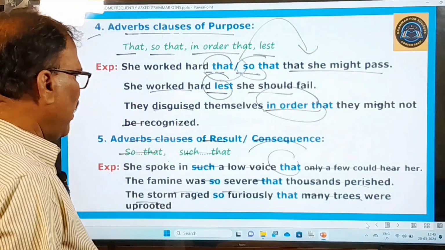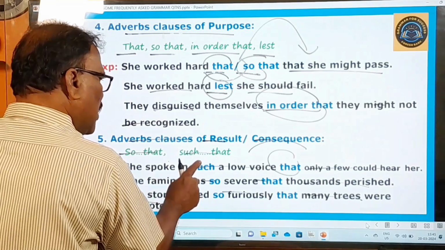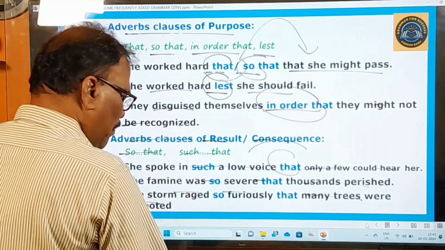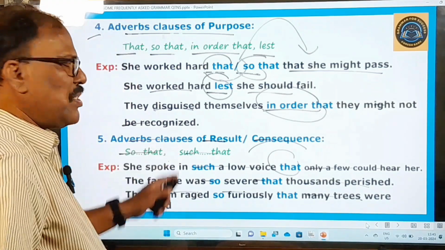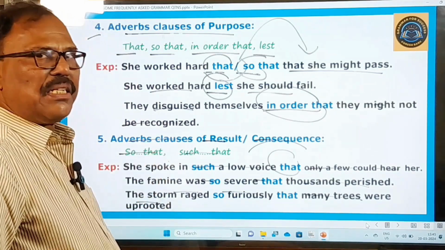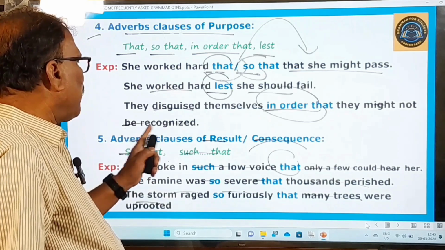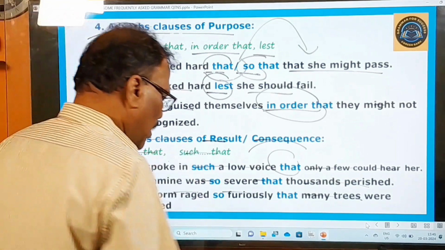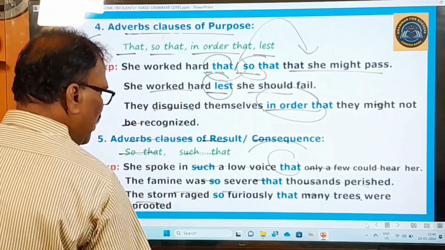So in this way, in all these examples, such dash dash that, so dash dash that are used, and these are all complex sentences. These two conjunctions are subordinating conjunctions. They introduce the adverb clauses of result or consequence. And now let's move on to learn other types of conjunctions.